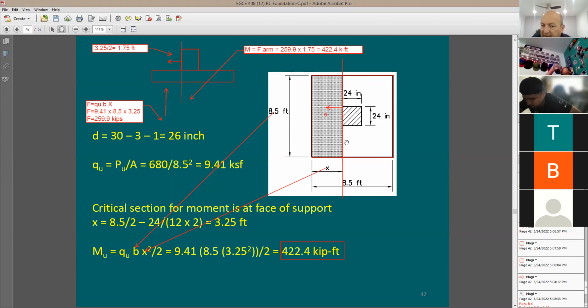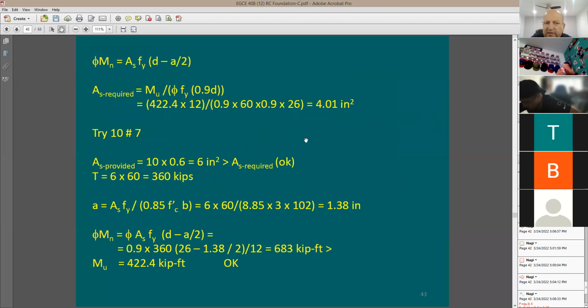So now I have a rectangular section, because when you cut the section this way, the reinforcement is going to be running in the X direction, right? So let me try here 10 number 7, right? I'm going to start right here. And please, I want you to look at this.